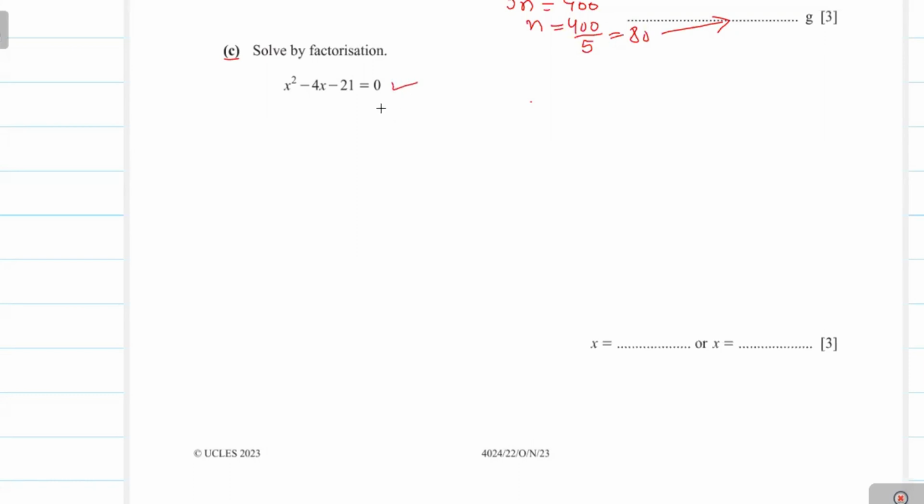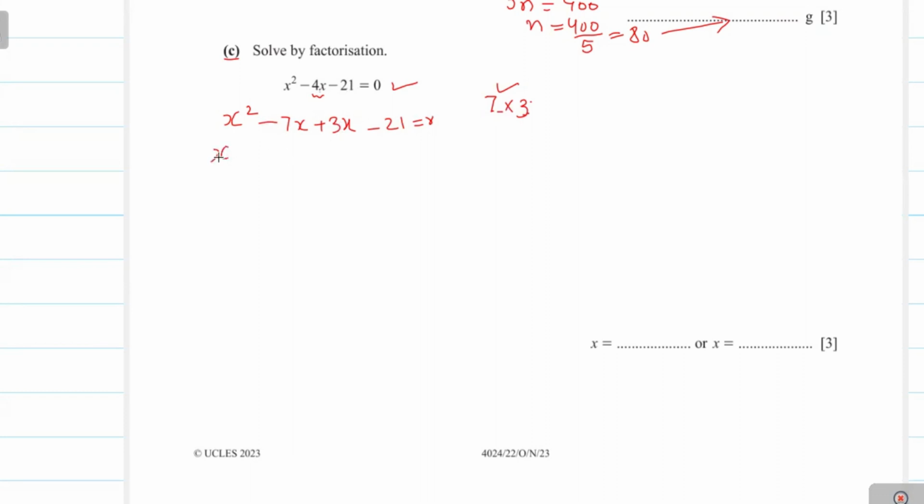This is the quadratic equation, and we can factorize this by using the midterm breaking method. Now we take the factors of 21. 7 times 3 is 21, and we use these factors for midterm breaking. You see here x squared minus 7x plus 3x minus 21, because when we subtract, we get minus 4, and when we multiply, we get 21.